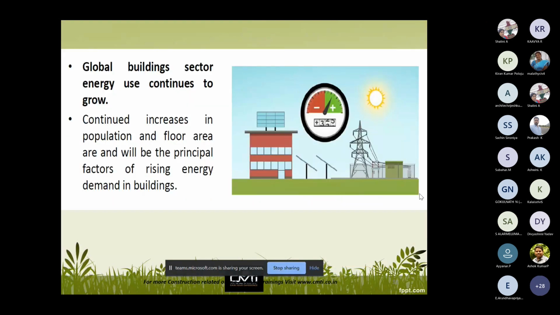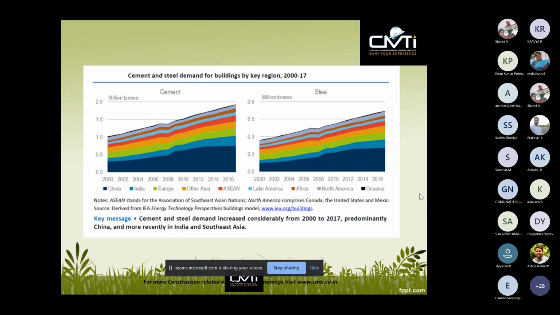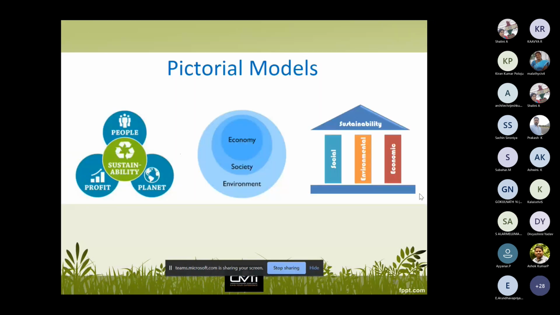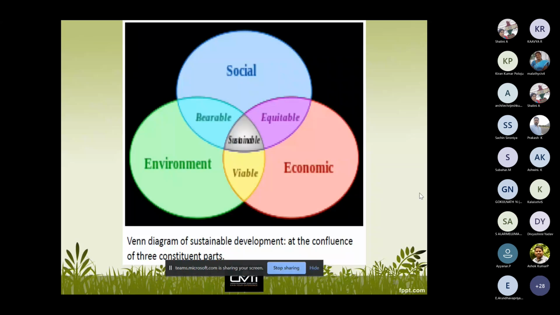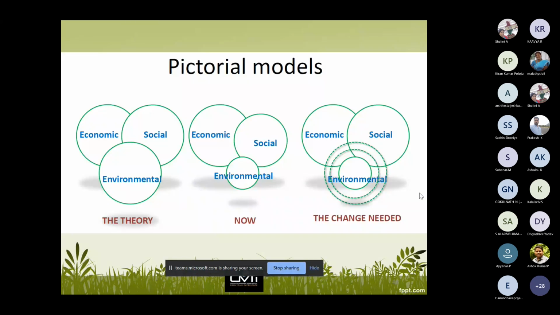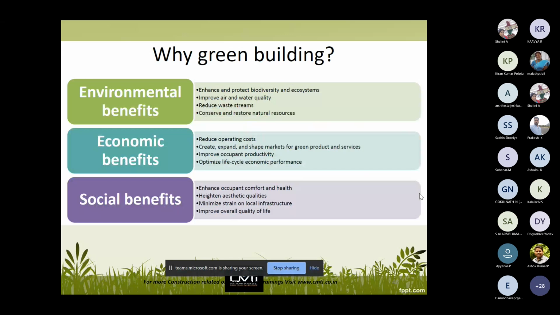These are repeated, one or two slides are repeated. So, again, I come to this subject. This is the overall picture of why green building. The background of green building is due to the various issues which are at the national level and at the international level also.